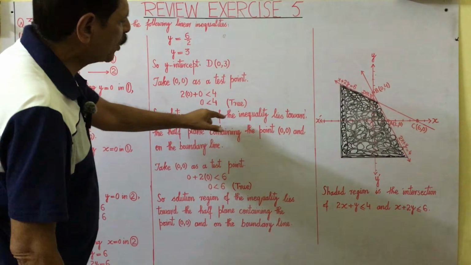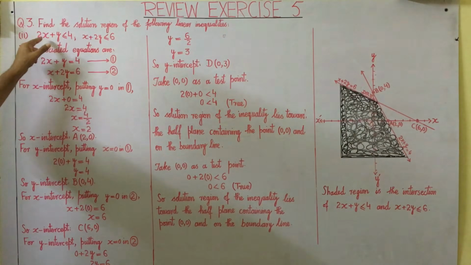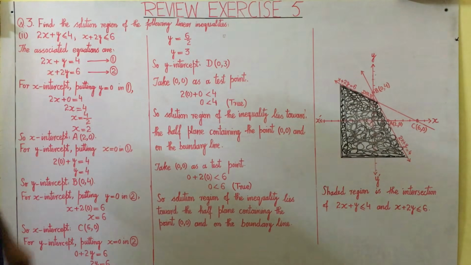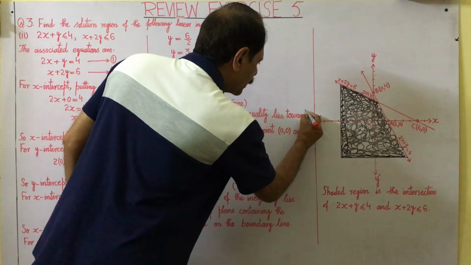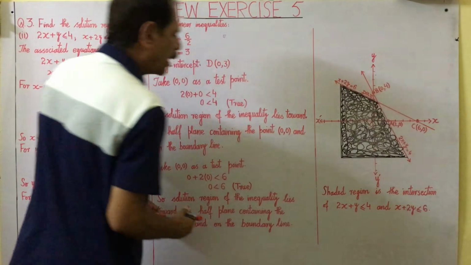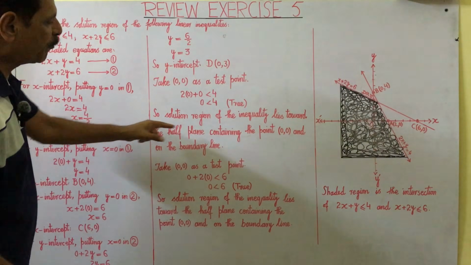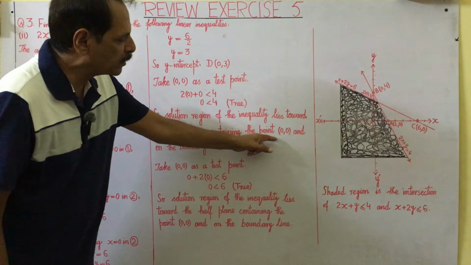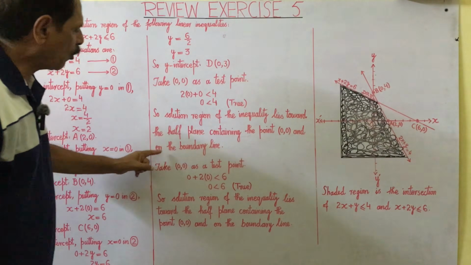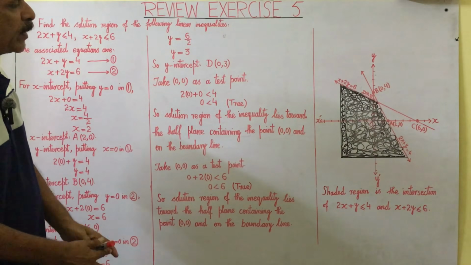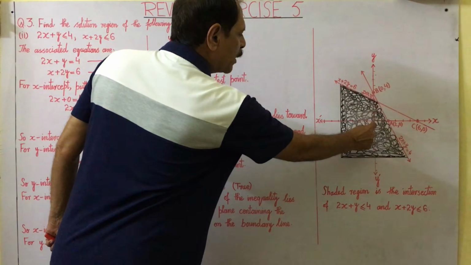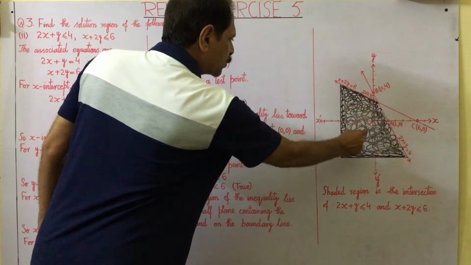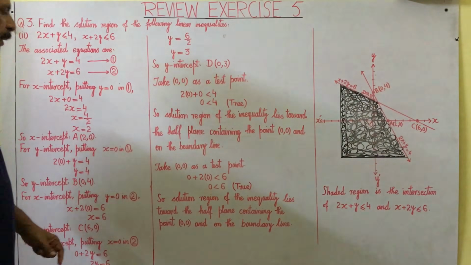So the solution region of the inequality 2x plus y is less than or equal to 4 lies toward the half plane containing the point 0, 0 and on the boundary line. It means it lies towards the origin. 0, 0 are the coordinates of the origin. It lies towards the origin.